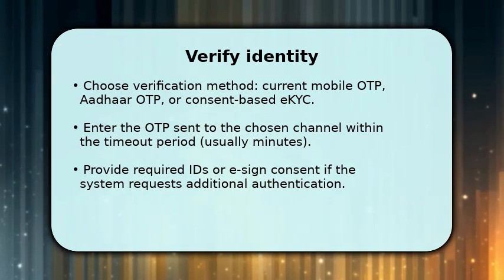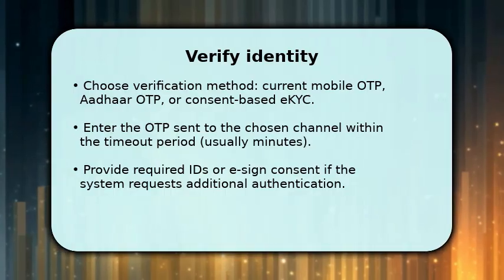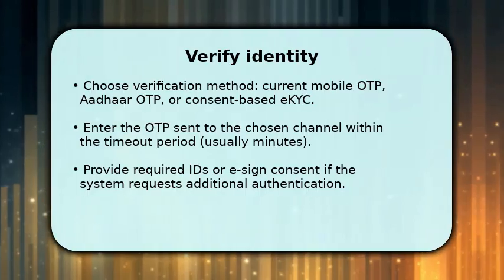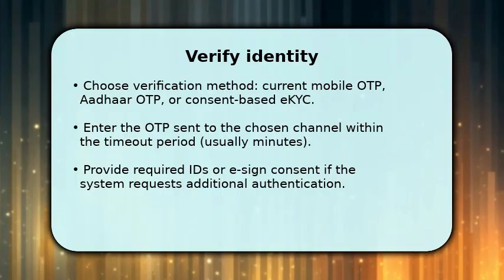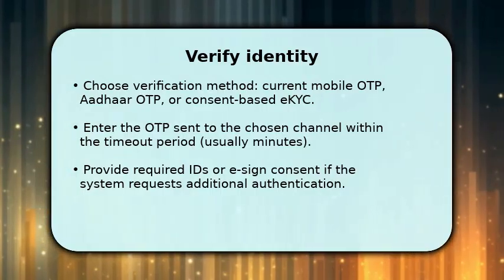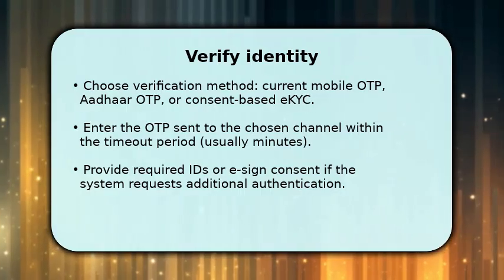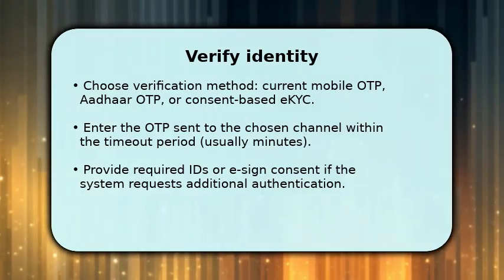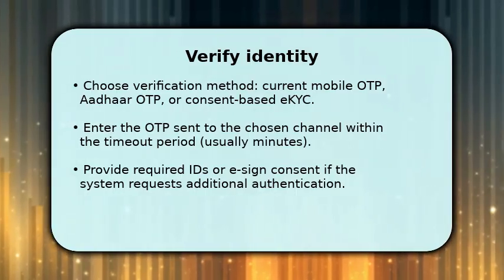Next, you verify identity. The app will present verification options. Use the existing registered number for OTP if available, or select Aadhaar OTP/eKYC consent when your new number is linked via UID. Enter the OTP promptly and avoid delays so it doesn't expire. If asked for additional authentication, follow prompts to e-sign or upload a small document snapshot. This proves you control both the old and new contact points.